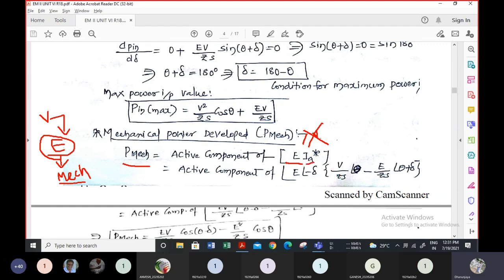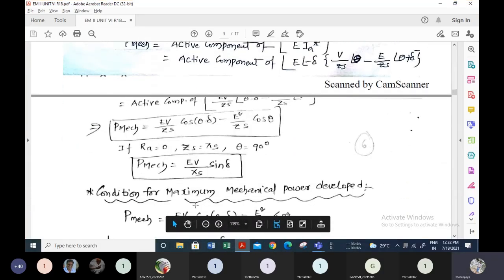Again, we already derived Ia conjugate. Substitute that value; as it is active power, we need to substitute only the active component, that is, take the cos terms of this. We can get this. So this is the active power, the mechanical input power here. This is the mechanical input power.